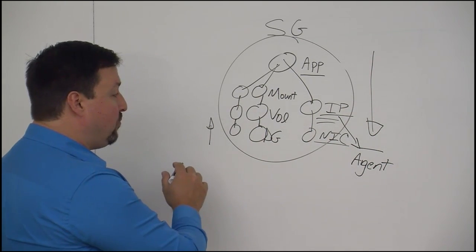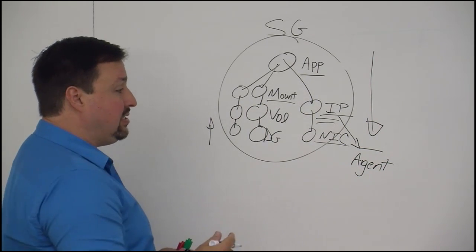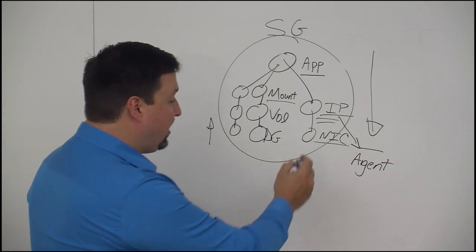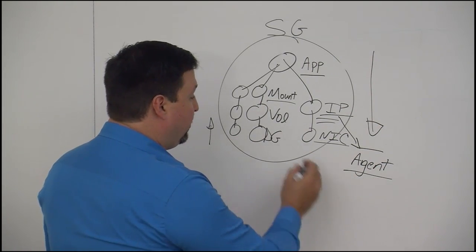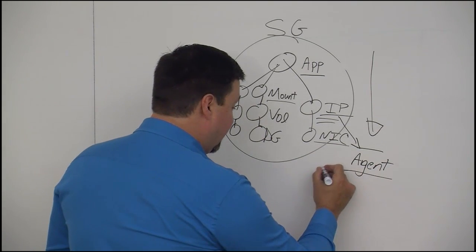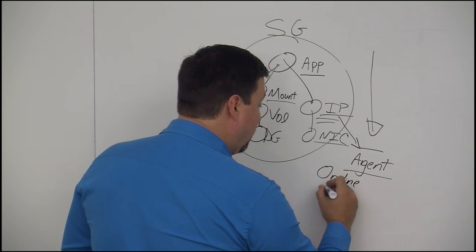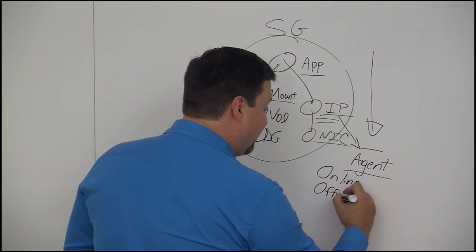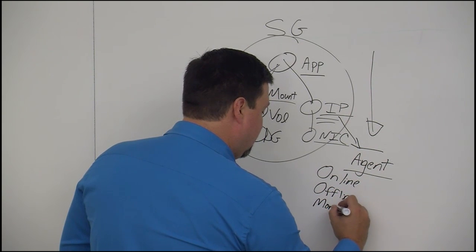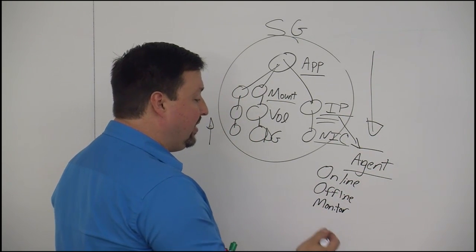Because we have the ability to have more than one of that same resource type, for example, the mount. You have a file system /data1 and another file system /data2. They're the same agent, but they're different instances. They're different resources. The agent is a series of scripts: online, offline, monitor, and clean. These are different scripts that go through to validate different components.